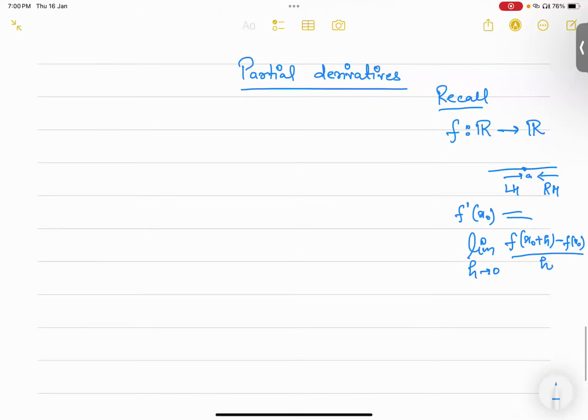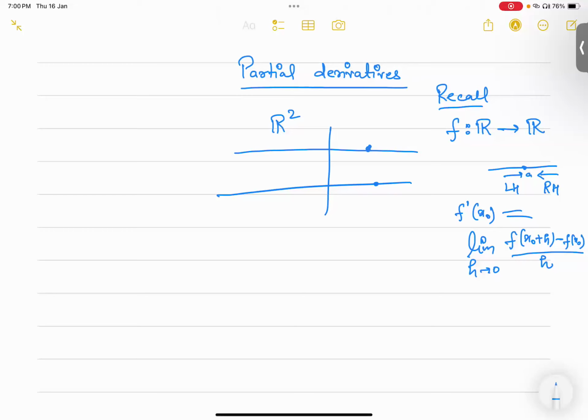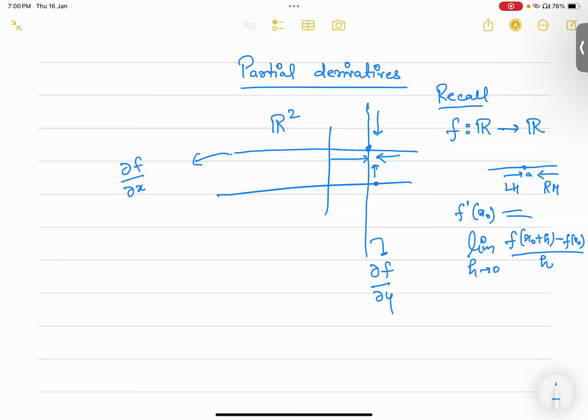Now, here in R square, you have too many directions. Suppose your point is this one. If you approach this point along this axis from this direction, then it is called partial derivative with respect to x. If you approach this point from this line, then it's called partial derivative with respect to y. Along this line it will be denoted by del f upon del x, and along this line by del f upon del y.